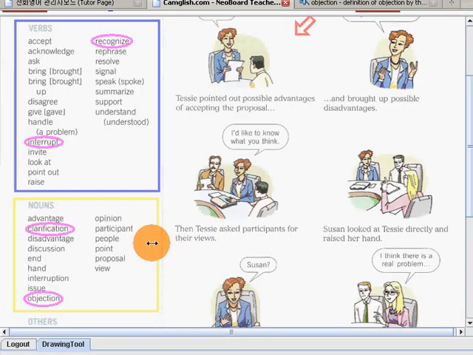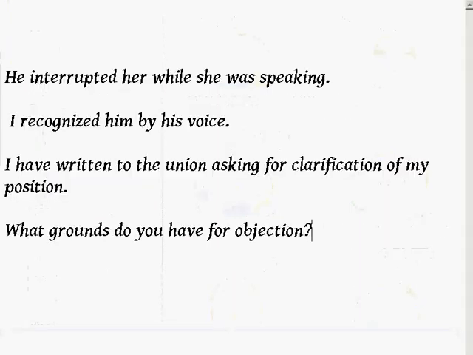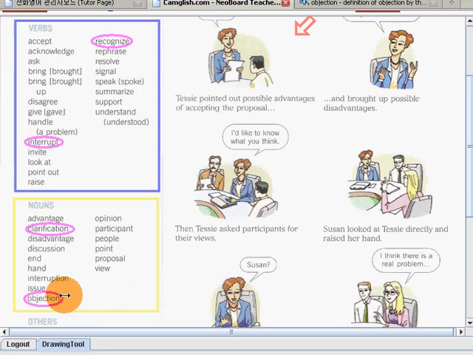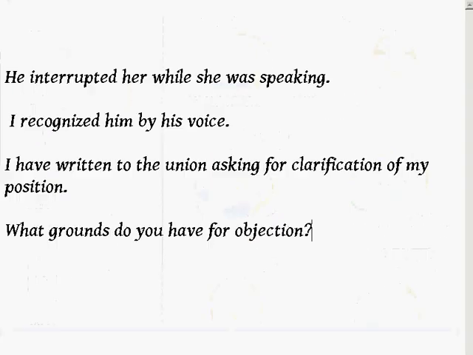Clarification. I have written to the union asking for a clarification of my position. And objection. What grounds do you have for objection?